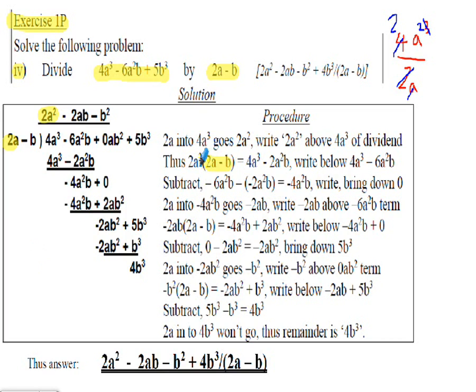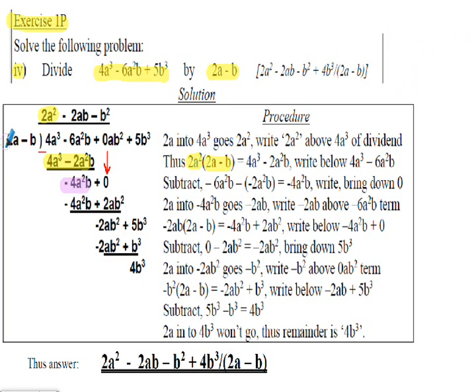Multiplying 2a minus b by the 2a squared, we find we have 4a cubed minus 2a squared b. Subtracting the terms, 4a cubed minus 4a cubed will be 0. Negative 6a squared b minus the negative 2a squared b. Very careful here with the change of signs. That's negative 6a squared b plus 2a squared b. So negative 4a squared b. Then we bring down the next term in the dividend, which is actually 0 in this case, is 0ab squared.